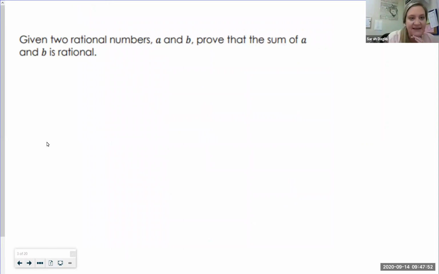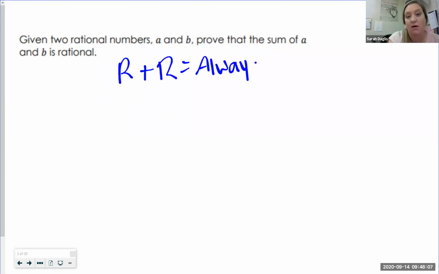So it says, given two rational numbers, A and B, prove that the sum is also a rational number. So they're claiming that if I do a rational number plus another rational number, that I'm always going to get another rational number, okay? Sum means adding. So it's saying it's always going to be rational. Well, let's prove it. Let's think of a rational number.